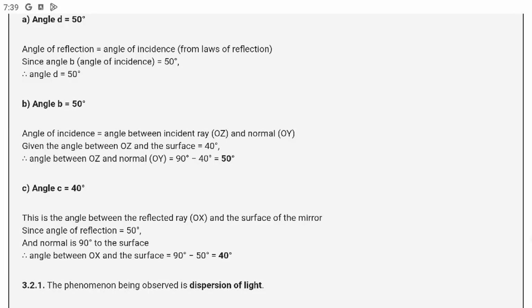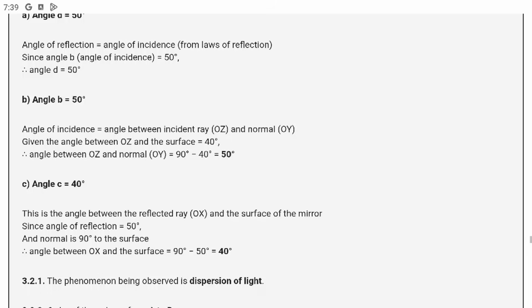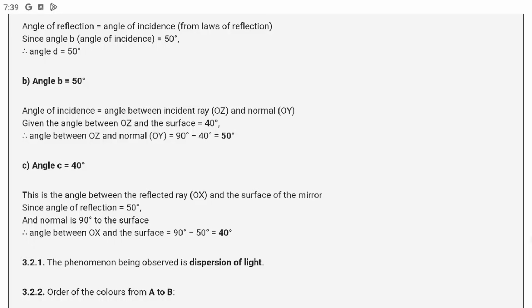This is the angle between the reflected ray OX and the surface of the mirror, since the angle of reflection equals 50 degrees, and the normal is 90 degrees to the surface, which again is that straight line. So the angle between OX and the surface equals 90 degrees minus 50 degrees, which equals 40 degrees, right?